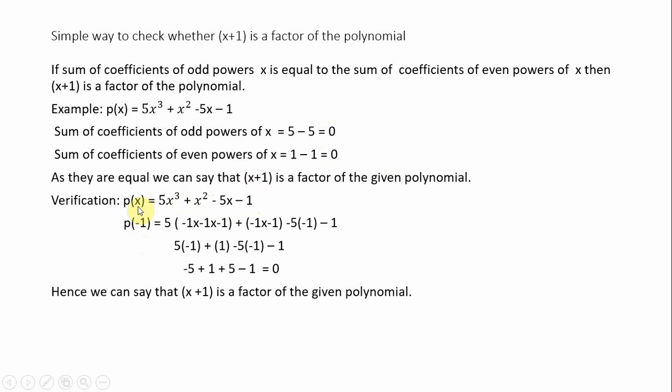Now p of minus 1, because x plus 1 is equal to 0, so x is equal to minus 1. So 5 into minus 1 into minus 1 into minus 1, plus x square means minus 1 into minus 1, minus 5 into minus 1, minus 1.